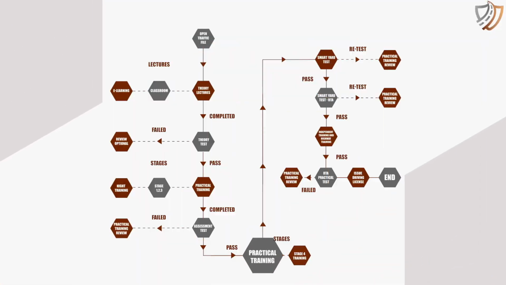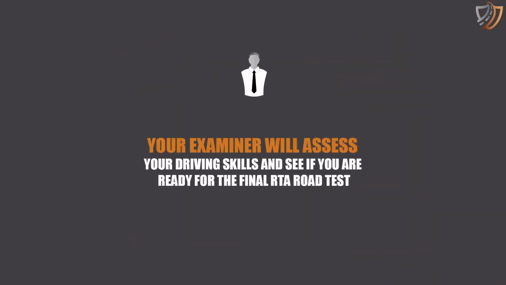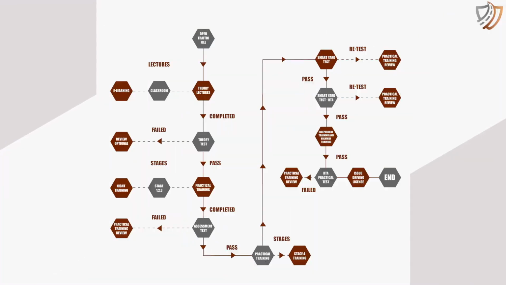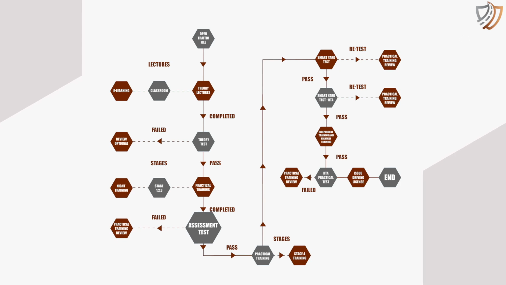After completing the first 3 stages of practical training, you can now apply for the On-Road Assessment Test from Binyaba Driving Institute, where your examiner will assess your driving skills and see if you are ready for the final RTA road test. If you fail the assessment test, you will have to go through a practical training review and take the test once again. After passing the assessment test, you can continue for Stage 4 in your practical training.